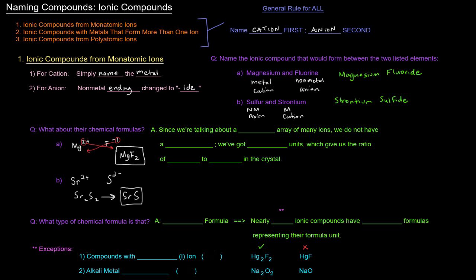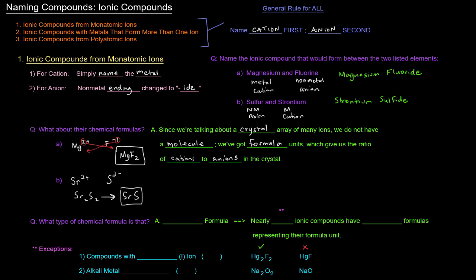Now, since we're talking about a crystal array of many ions, we don't have a molecule. We've got formula units that we're talking about here, which give us the ratio of cations to anions in the crystal. So here we've got the ratio of 1:2 for magnesium fluoride and 1:1 for strontium sulfide.